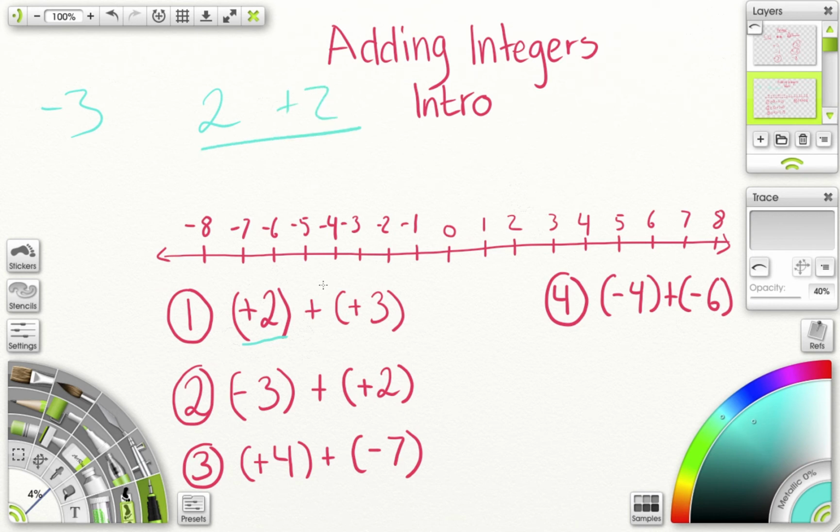First and foremost, find your first integer. We find +2 on our number line, right here. Today we're only doing adding. I'm adding +3. What that means is, if I didn't have those positive signs here, it's basically 2 plus 3. You guys should all know this. So I go 1, 2, 3 spots to the right, and then I end up at positive 5. So positive 2 plus positive 3 equals positive 5.